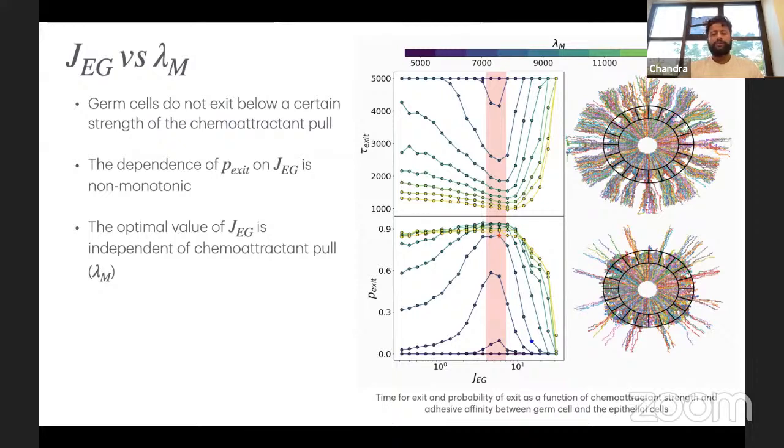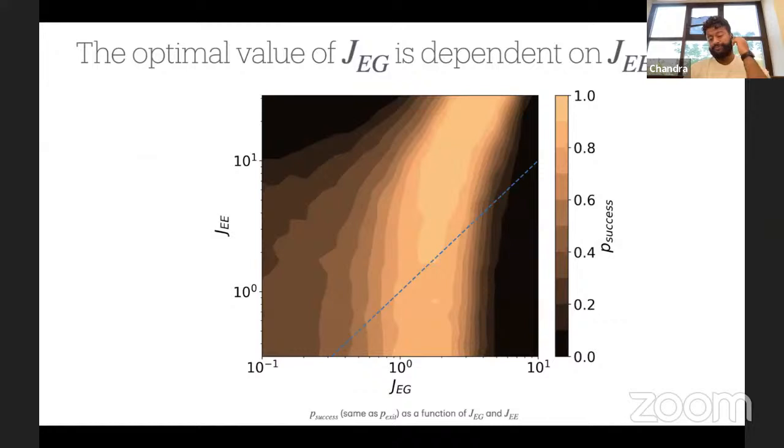So we went on to see whether the optimal value of JEG depends on JEE if one were to vary that, keeping the strength of the chemoattractant at a fixed value. This tests our hypothesis that what matters is the relative strength of the affinity between epithelial cells and the epithelial germ cell. Sorry for calling P exit P success in this figure, but it's the same thing. On a log plot, you can see that it does depend, but it doesn't increase very strongly with it for a good range of values.